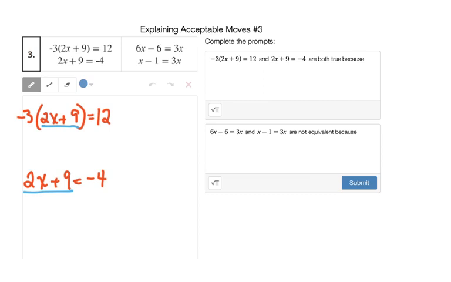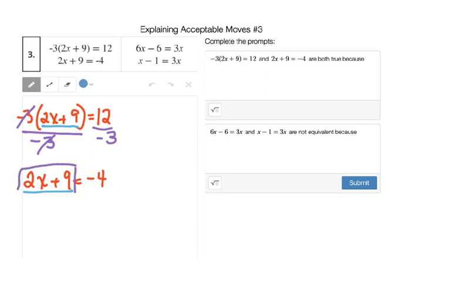Somebody said to me today, I asked the question, what do I do when I distribute? And somebody answered that I multiply. Then I asked, so what's the opposite of multiplication? And somebody else said, well, it's division. So in this case we are going to divide the left side by negative 3 and the right side by negative 3. And look what happens. Negative 3 divided by negative 3 is 1. 1 what? 1 of 2x plus 9, right here.